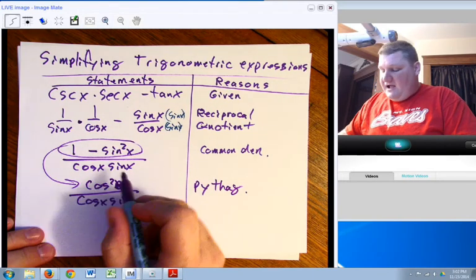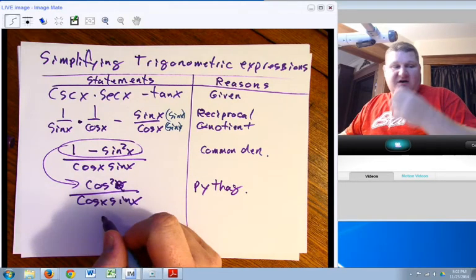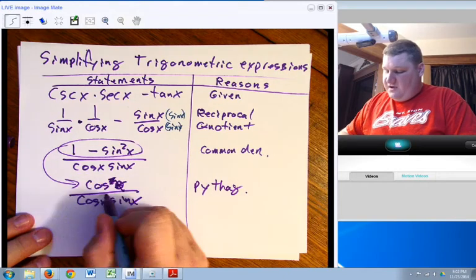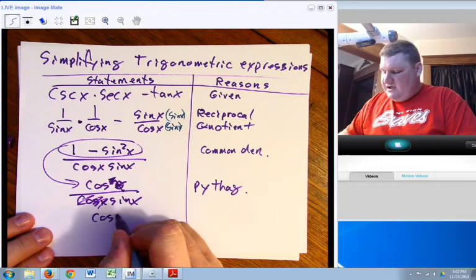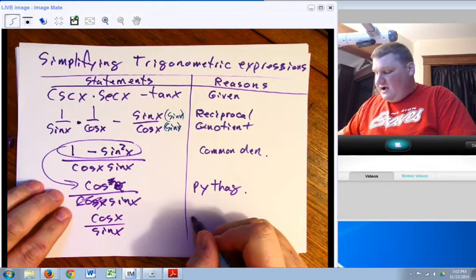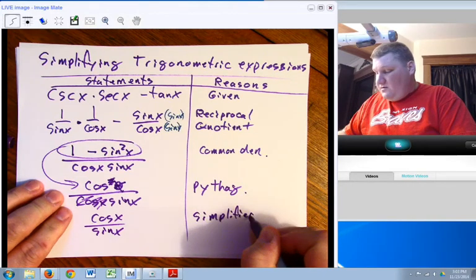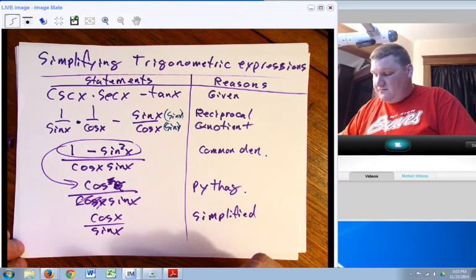Now, I have how many cosines up top? 2. I have how many cosines in the bottom? 1. So I'm going to cancel 1 out of the top and 1 out of the bottom, leaving me cosine x over sine x. And what did I do there? I simplified. You could have said reduced, could have said divided by cosine. That would have been all fine.